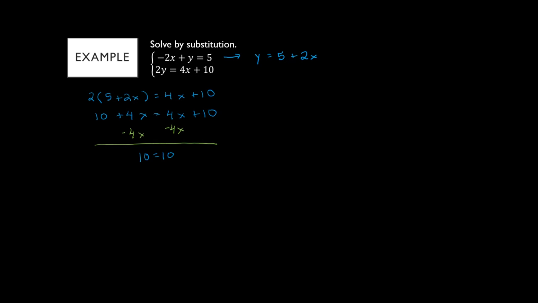So 10 equals 10 is a true statement. We don't have any variable anymore, which means that it doesn't matter what x is. We learned about this when we were solving linear equations, that there are times where your x cancels out and you either have no solution or infinite solutions. Here we have infinite solutions because 10 equals 10 is a true statement. So we have a true statement which tells us we have infinite solutions. So our solution is all real numbers. Oh, it would help if I spelled infinite right.